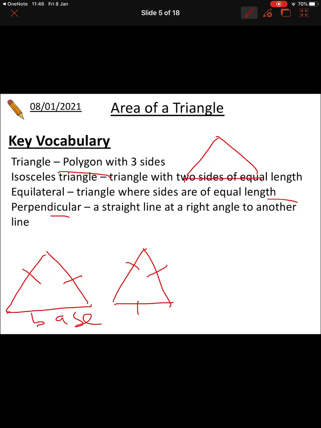And perpendicular is quite an important word that gets used a lot. What that means is a straight line at a right angle to another. If you just imagine something like this, it looks a little bit like a road junction. If I'm traveling along this road here, and I suddenly turn left, then I'm turning at right angles. This square is a right angle. So our perpendicular height is always going to be straight and at right angles.